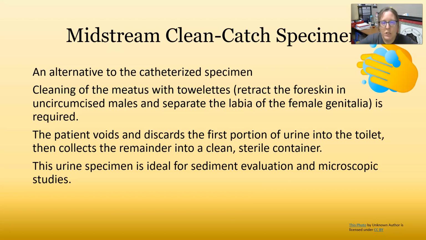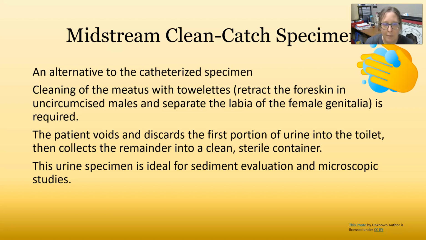Next is the midstream clean catch specimen. This is the best alternative to the catheterized specimen. The procedure says that the patient must clean the meatus, which is the opening of the urethra, with towelettes, which are little wipes. For males, they have to retract the foreskin and clean. For females, you have to make sure to wipe down across the labia, and clean the labia really well. So you're trying to basically decontaminate the exit, if you will.